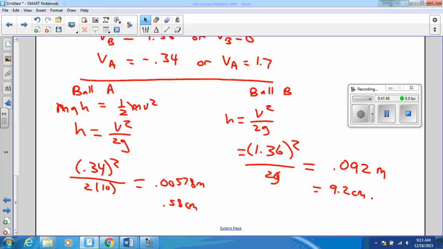Why? If this guy only has 0.58 centimeters to travel, and this guy has 9.2, how is that possible? Well, the answer is this guy's going to be moving a lot faster. So he's going to cover this ground in the same amount of time that this guy covers just this little bit.